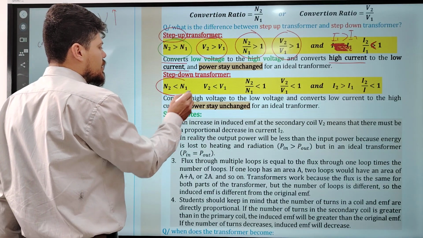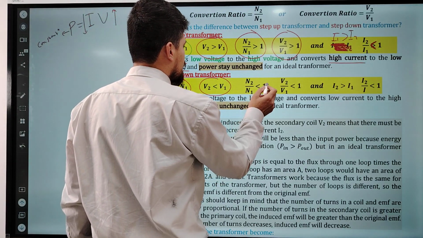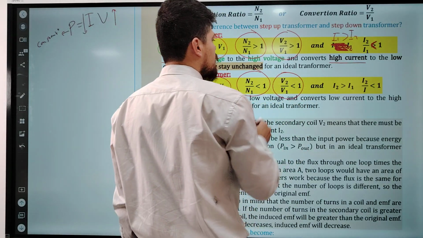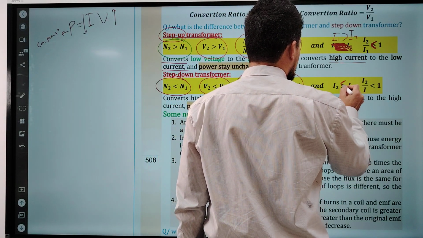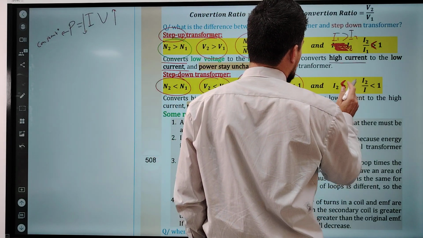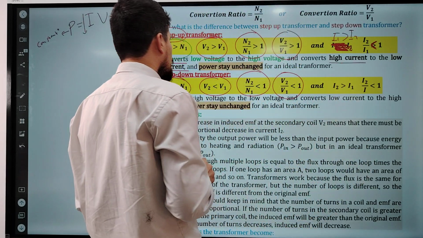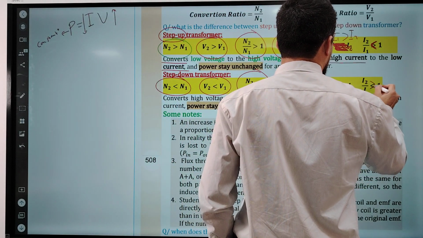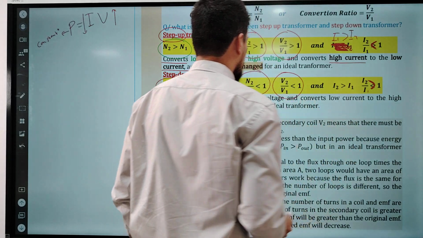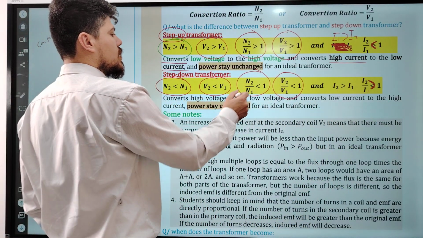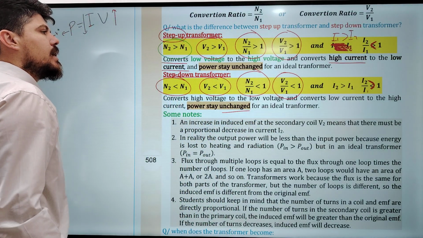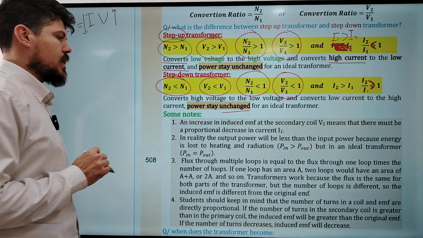In a step-down transformer, N2 is less than N1, V2 is less than V1, and the conversion ratio N2 over N1 is less than 1, for potential difference also. Current is the opposite: I2 is bigger than I1, so I2 over I1 is bigger than 1. It converts high voltage to low voltage and low current to high current. Power stays unchanged for an ideal transformer.